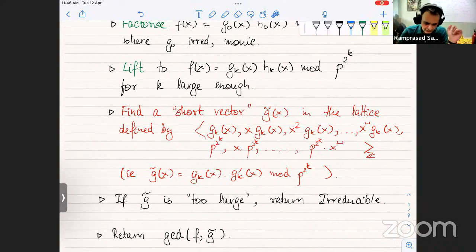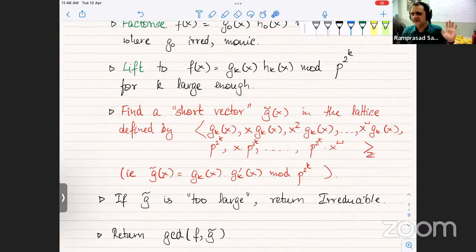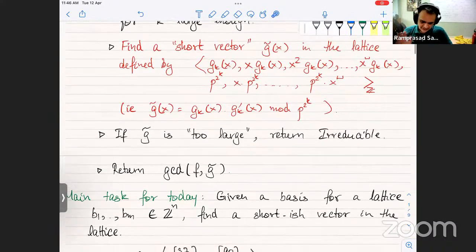And today what we are going to focus on is just this. We are going to abstract out everything else and just deal with the following problem, where somebody gives us a basis for a potential lattice and asks, give me a short enough vector in this lattice. That's the problem that we are going to solve. So that's the main task for today.